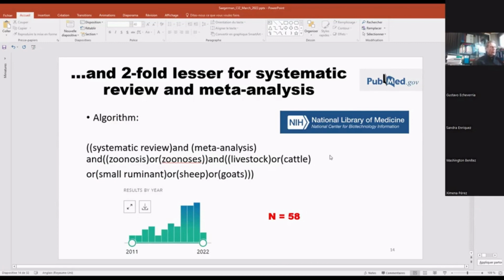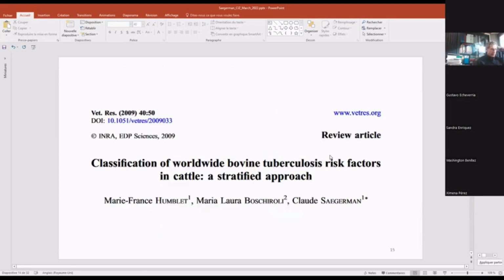Thus, for the future, we need to increase this and to stimulate young people to perform systematic review and meta-analysis about the risk factor for the specific zoonosis, to increase the level and the robustness about the true interesting risk factor. Just an example of this review paper, we propose the classification of worldwide bovine tuberculosis risk factor in cattle, and we propose a stratified approach.